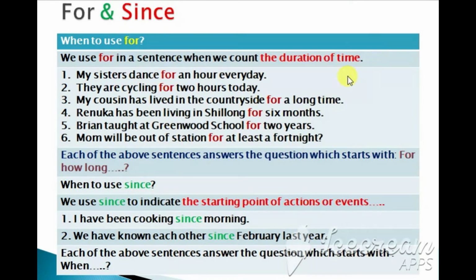For refers to the duration of time. We have duration of time here. For an hour every day, for 2 hours today. Then for a long time, for 6 months, for 2 years, for at least a fortnight. So in each of these sentences, we are talking about the duration of time.